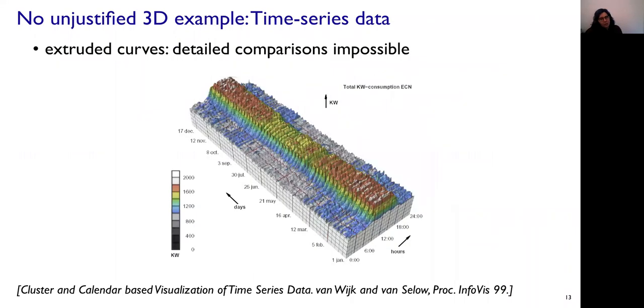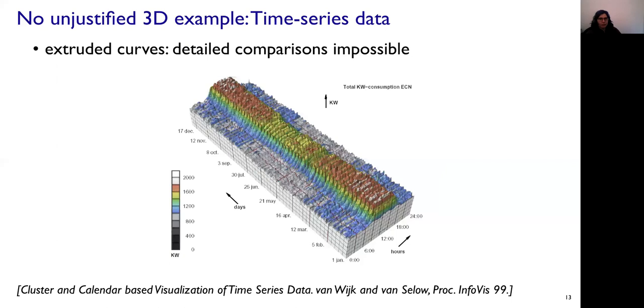Okay. So let's talk about some alternatives. What are some alternatives to using 3D, or not using 3D? Here is one of my favorite examples. This is a paper from Jarke van Wijk and Van Selow. It actually just got a Test of Time Award last year for being one of the most influential things 20 years later. And this is a lovely paper that says, what if we do the obvious thing and then think about what's not great about it?